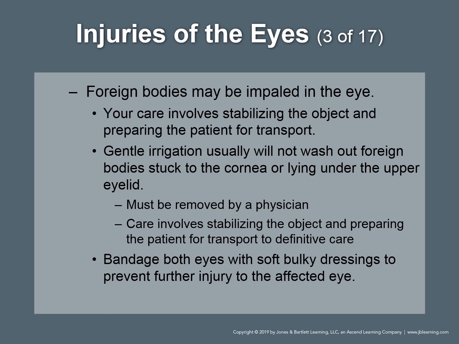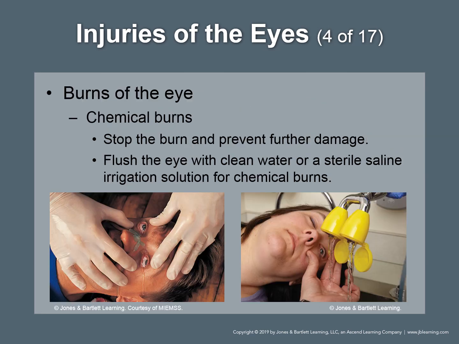Will not wash out a foreign body stuck to the cornea or lying on the upper eyelid. We do not go pull stuff off of the eye. If it doesn't wash out, we let a doctor do it. Okay? And then bandage both eyes with a soft, bulky dressing. Wrap both eyes up really well. That way the patient doesn't have the tendency to start looking around with one eye. And once they start looking around with one eye, that other eye is going to follow.